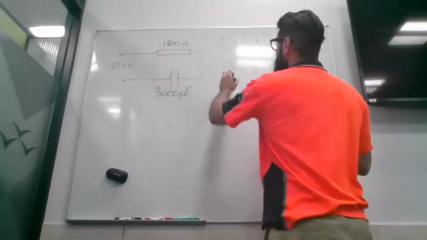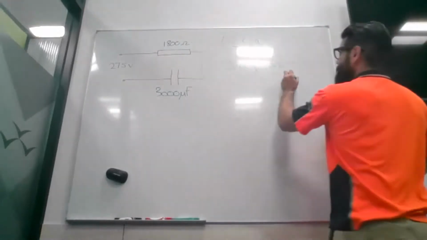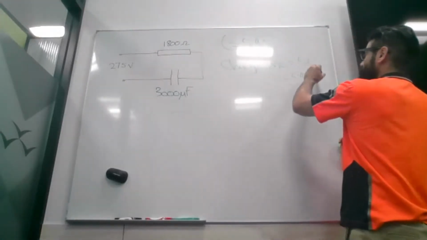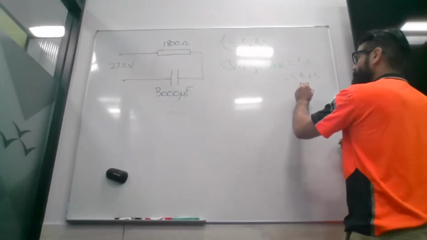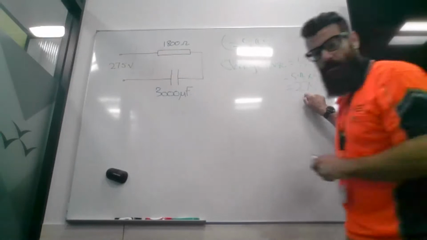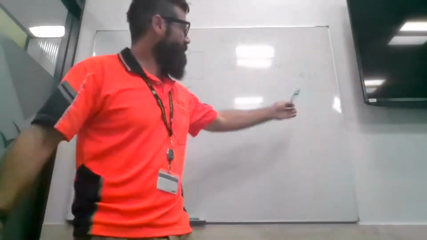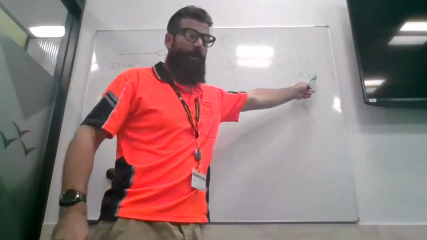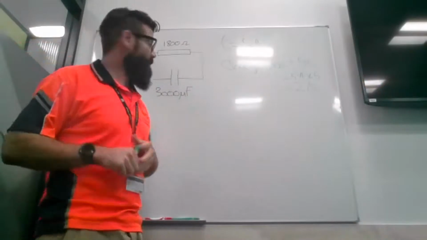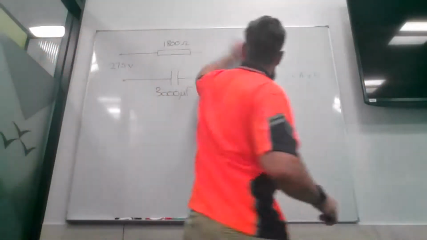So this one's really easy. The answer is going to be 5.4 seconds times 5, which equals 27 seconds. 27 seconds is the answer for part 3 of this question. That is my time constant times 5. That is the time it will take to fully charge the capacitor. Okay.